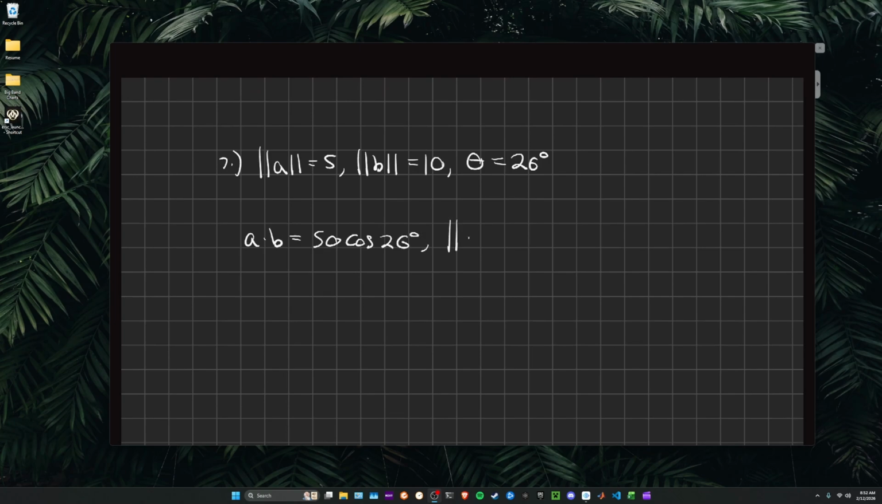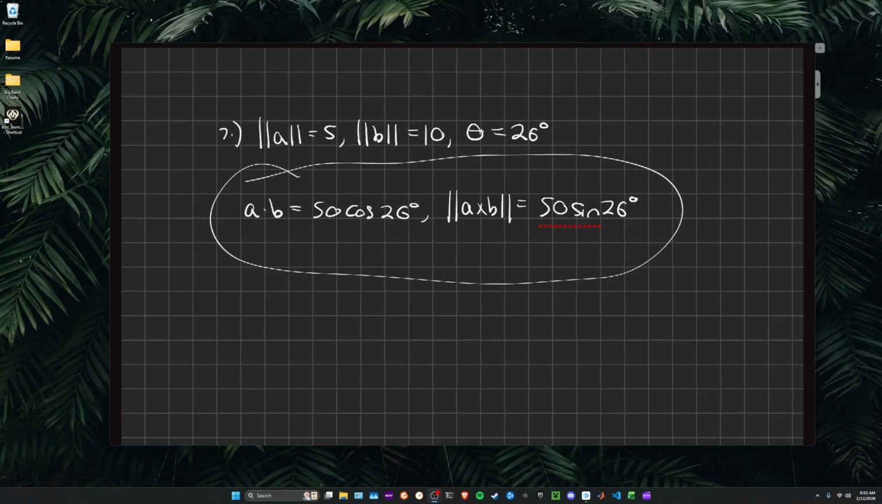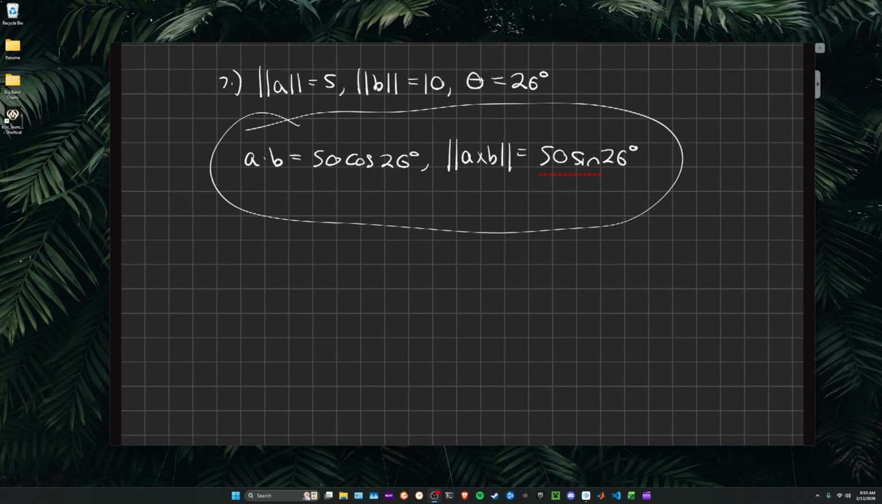And the norm of A cross B is the same thing, 50, but now sine of 26 degrees. From the diagram, at least, rotating from A to B is clockwise, so A cross B would point into the page. It'd be negative k.